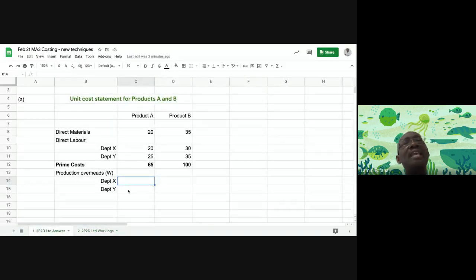Like I said, when you are absorbing, you take the rate multiplied by the actual activity level. The actual activity level per unit for product A in department X is what? 4. And for product B, it's 6. Is that clear? I hope we are all on the same line. Yes. Okay. So give me the formula that we should put here. Can someone guide me, please?